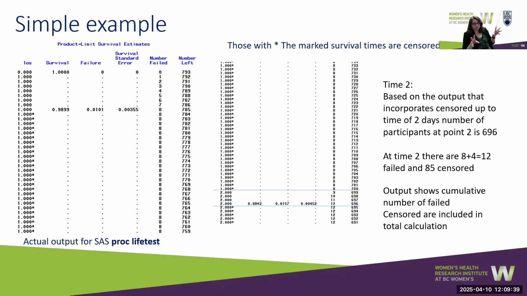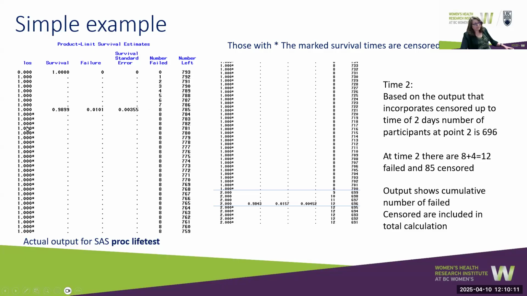This is an actual SAS output. Maybe in R you can see the same, but I never used Kaplan-Meier in R, so I'm not sure. It's exactly the same. LOS is length of stay in the hospital, basically time to discharge. At point 0, survival probability is 1, failure is 0, survival error is 0, number failed is 0, and we start with 793.